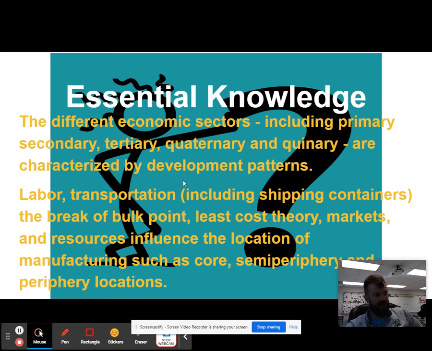map in it. Okay, so our essential knowledge here is we got to have the different economic sectors, including primary, secondary, tertiary, quaternary, and quinary. Okay, and depending on which one of those 5 you do mainly in your country is either developed or developing. Depends on what you do. It depends on where your country's at. So labor, transportation, including shipping containers, which you'll see as well. The break of bulk, that's a big one here.